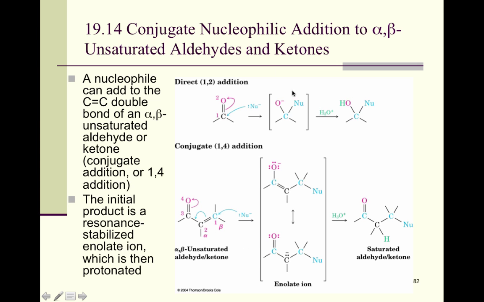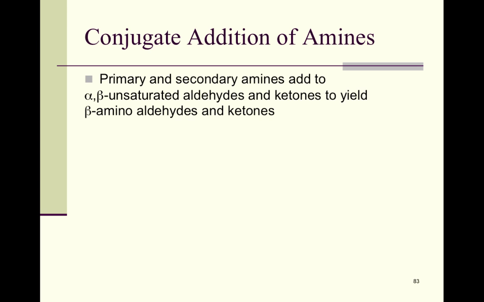So what happens? The difference between a direct 1,2 addition and when my ketone or aldehyde is alpha-beta unsaturated is that my nucleophile goes on the beta position here. The carbonyl group remains the same. If I don't have that, then the nucleophile is going to take the carbonyl carbon and attach directly to it. That's the difference between the direct 1,2 addition and when my aldehyde or ketone has the alpha-beta unsaturated situation. Conjugate addition of amines.